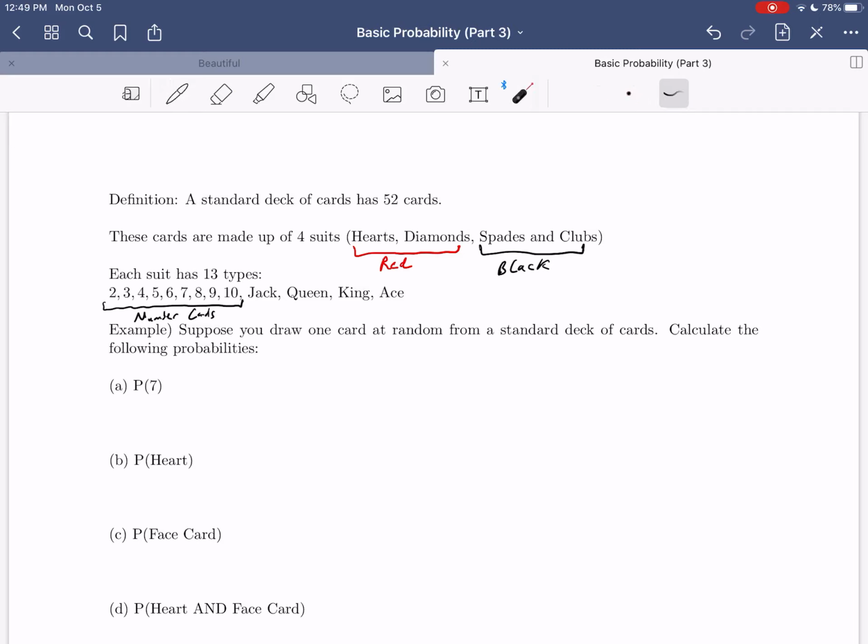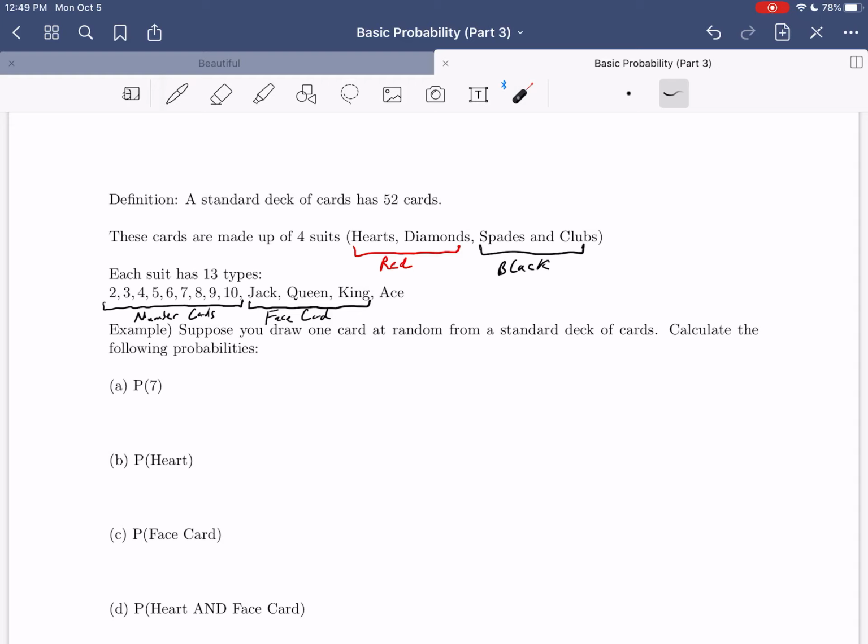Then there will be a Jack, Queen, King. These 3 are often called face cards. And then the 13th and final type in each suit is an ace. So, in other words, there is one 2 of hearts, one 3 of hearts, one 4 of hearts, and so forth. There's one 2 of diamonds, one 3 of diamonds, one 4 of diamonds, and so forth. So there's one of each of these types for each of these suits. And notice that does give us, by multiplication, 13 types times 4 suits gives us 52 cards overall.